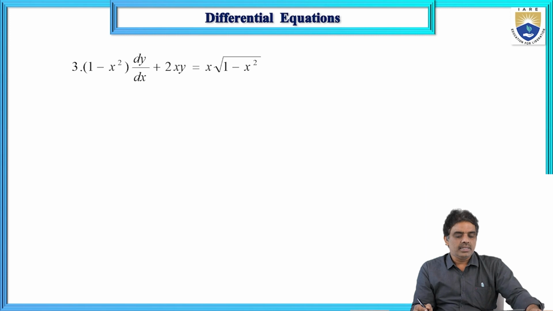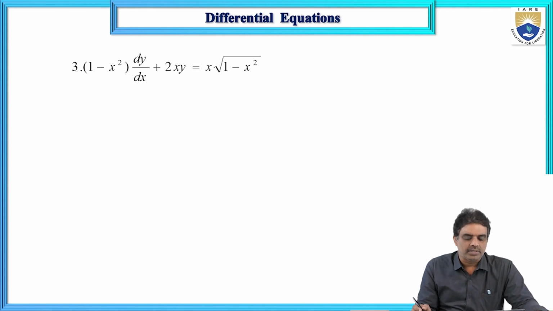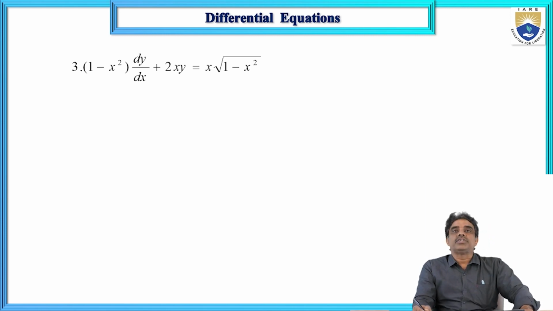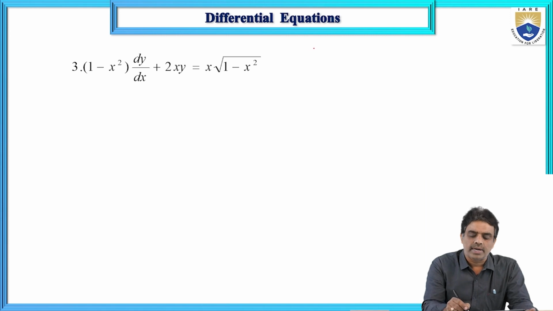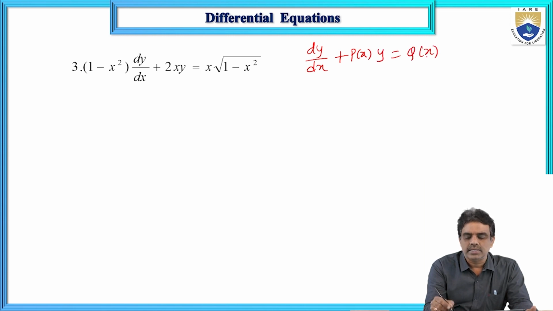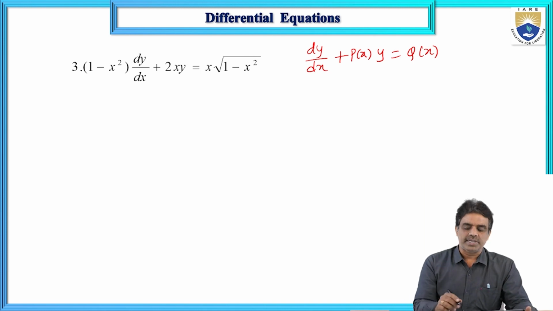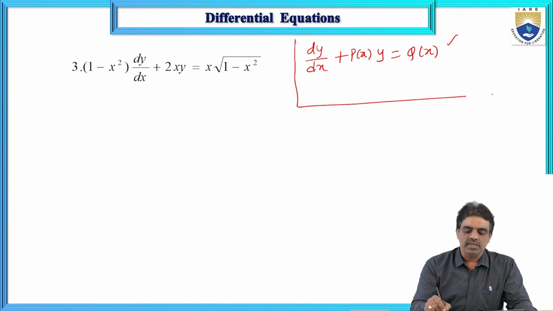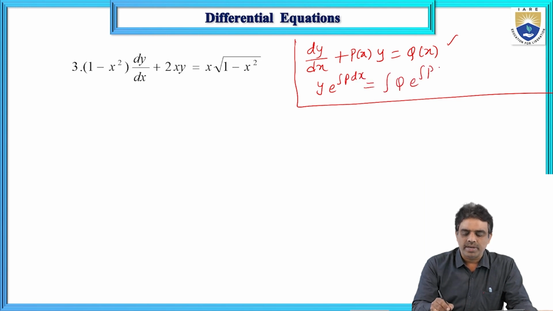And here the equation, this is also a first order equation. So I'd like to solve this equation by using the linear differential equation. That means I have to write the given equation in the form dy by dx plus p of x y is equal to q of x. If the given equation can be expressed in this form, then we call it a linear differential equation. If it is in this form, then what is the solution? y e power integral p dx is equal to integral q e power integral p dx plus c.